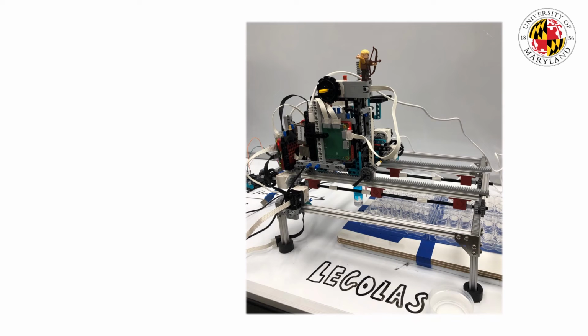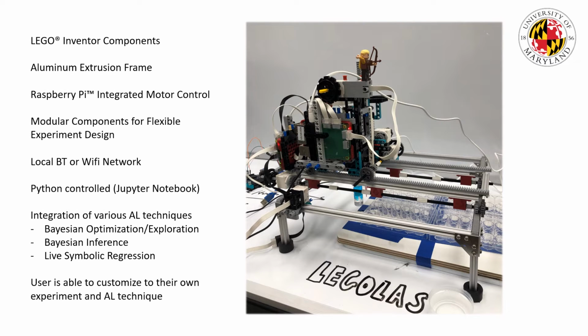This is a picture of the system. LEGOLAS itself is composed of LEGO Inventor components with an aluminum extrusion frame. It is controlled by Raspberry Pi integrated motors. There are modular components to allow flexible experimental design and incorporation of additional sensors. It can be controlled through a local Bluetooth or Wi-Fi network and can be controlled by Python, in this case a Jupyter notebook.